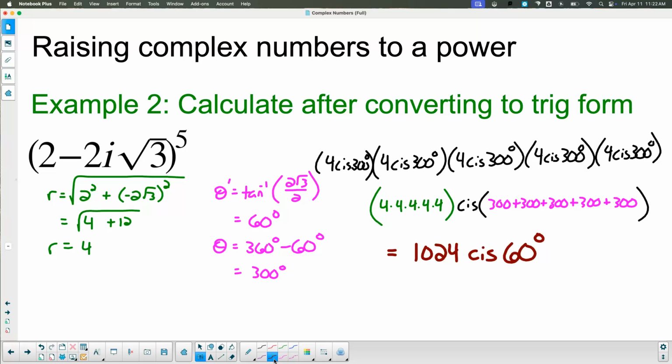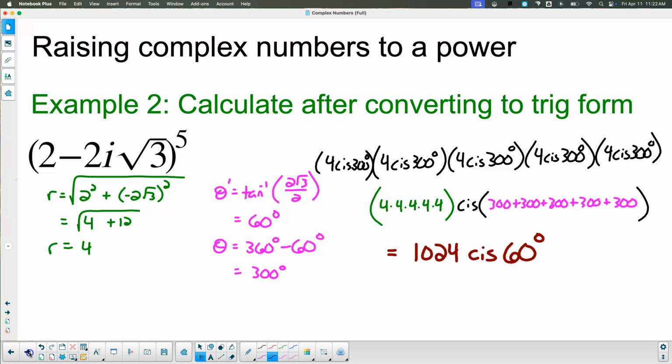We could put that in standard form then, if we needed to. Multiply 1024 by the cosine of 60, which is 1/2, so that would be 512. Multiply 1024 by square root of 3 over 2, so then that would be 512 square roots of 3 I. Right? Okay? So de Moivre said, well, we can do this every single time.